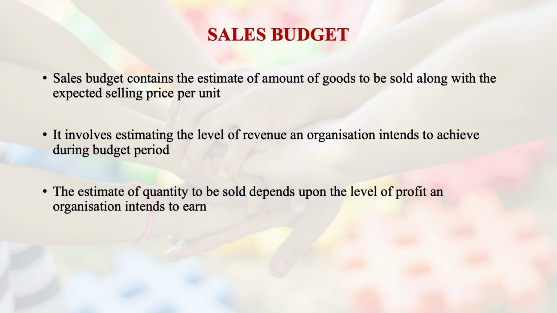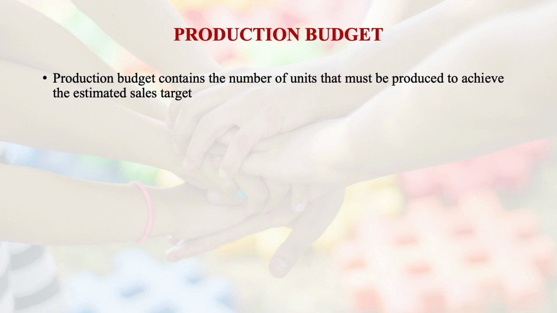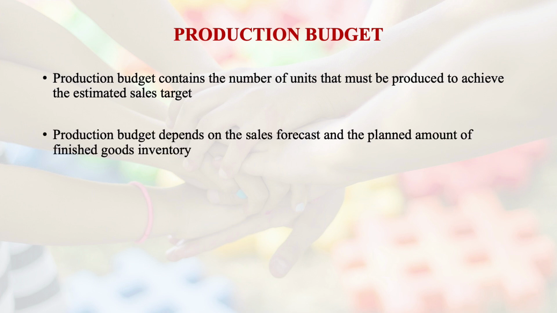If it is a production budget, it contains the number of units that must be produced to achieve the estimated sales target, like I spoke about the masks. The production budget depends on the sales forecast and the planned amount of finished goods inventory. But in the case of masks, it was not planned. It was converting those uncertain conditions into opportunities.